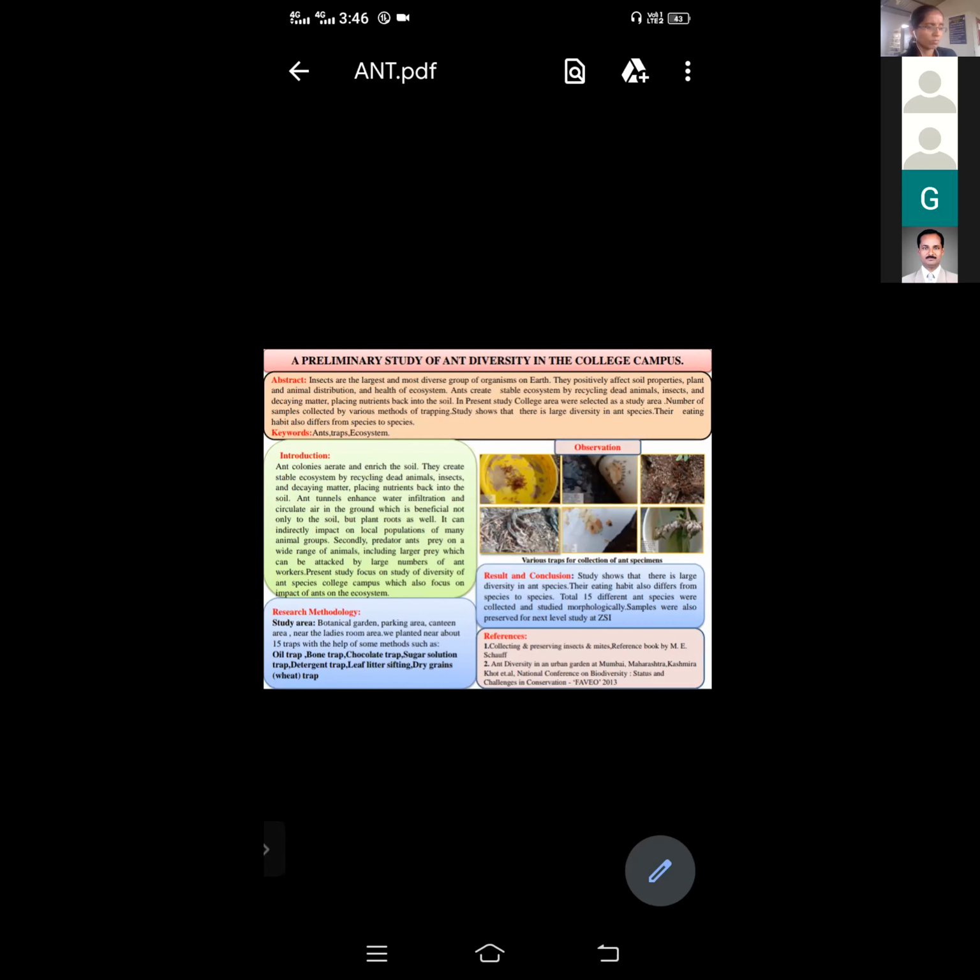For this project, we used some references to make the study easy and the data clear. The results show that there is a large diversity in ant species. Their habits also differ from species to species. In total, we collected 20 different species. Thank you, ma'am.